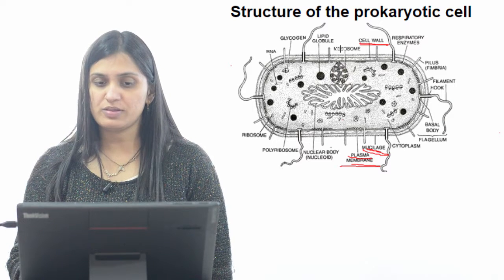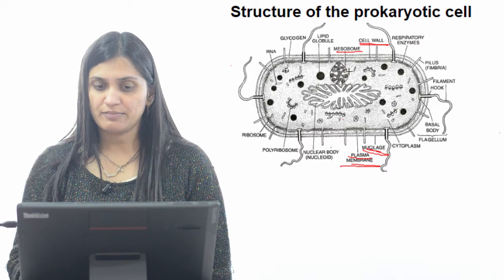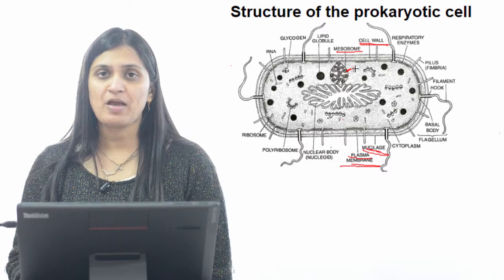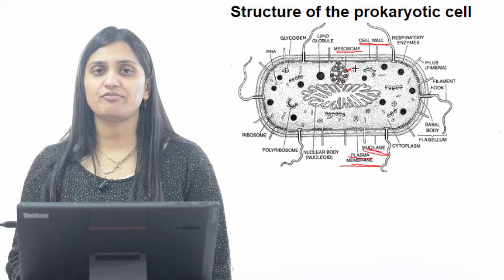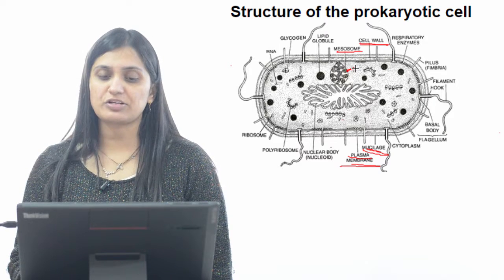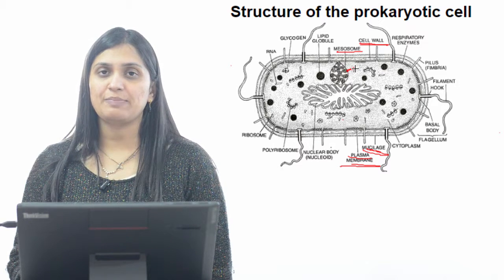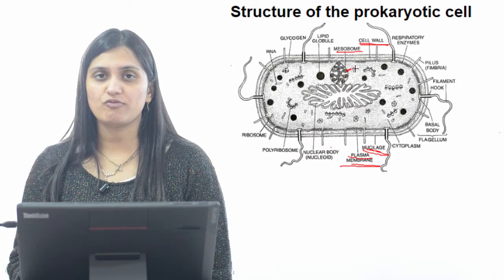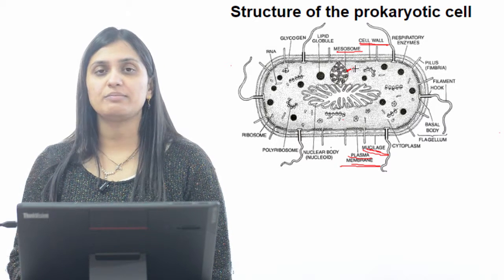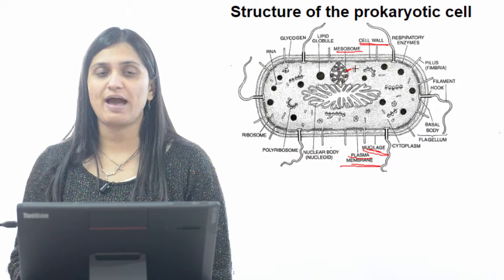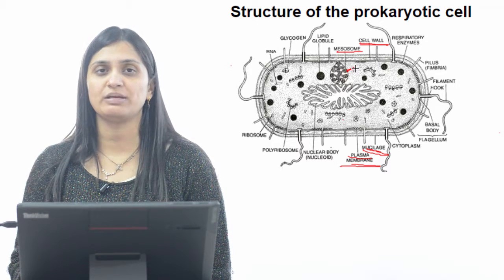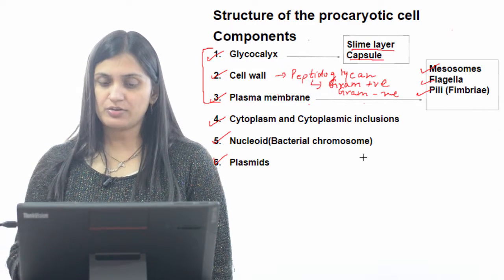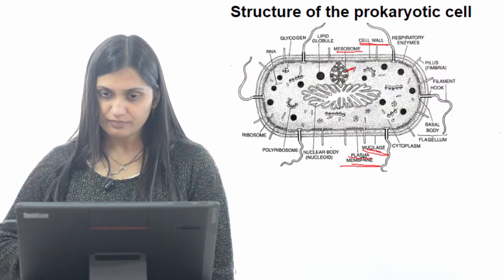Now mesosomes, here we can see in the diagram, these are the mesosomes. They are basically the infoldings of the plasma membrane. Mesosomes perform some very important functions in the bacterial cell. The first function is that they help in cell respiration. Then they also help in cell wall formation. And the third is that mesosomes help in DNA replication and then the distribution of this duplicated DNA into the daughter organisms.